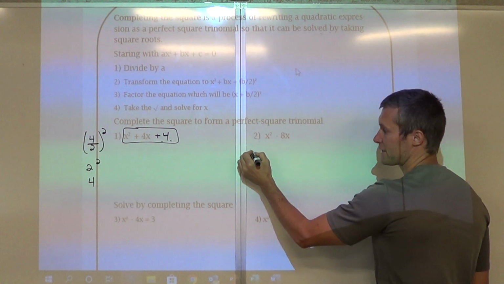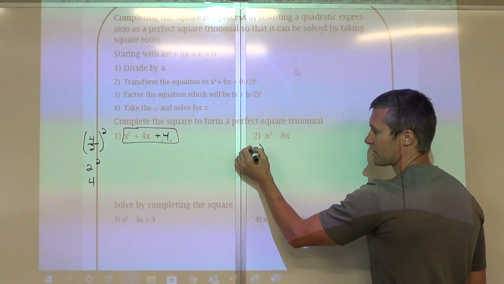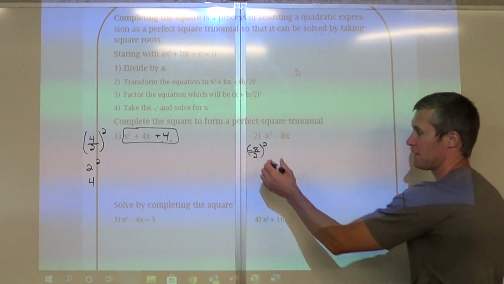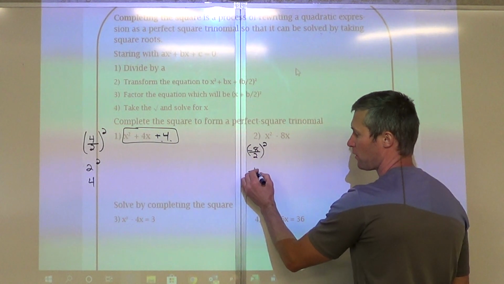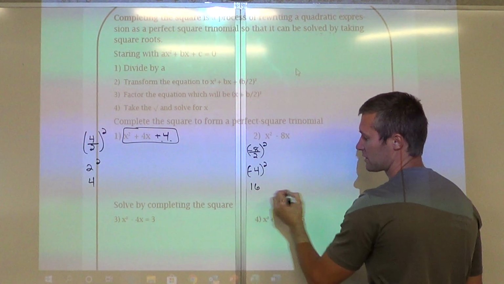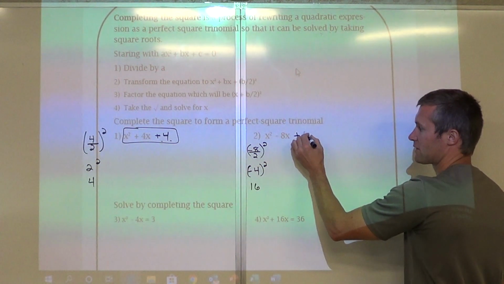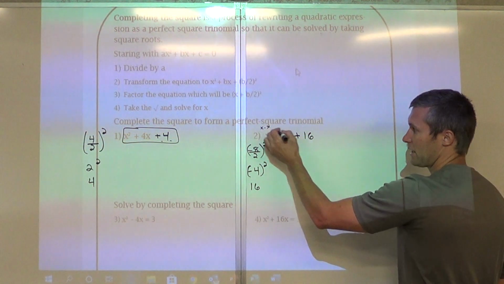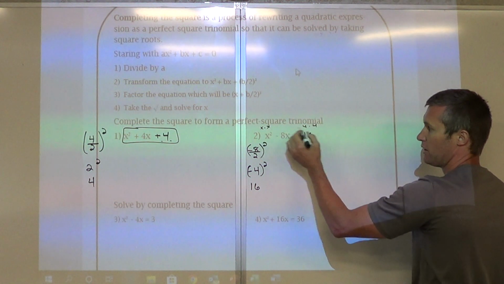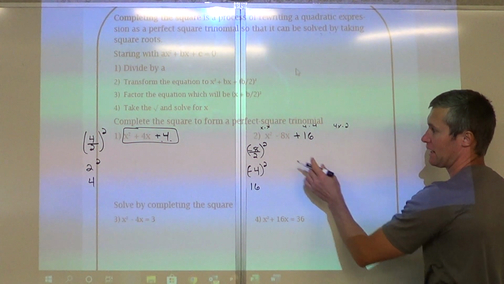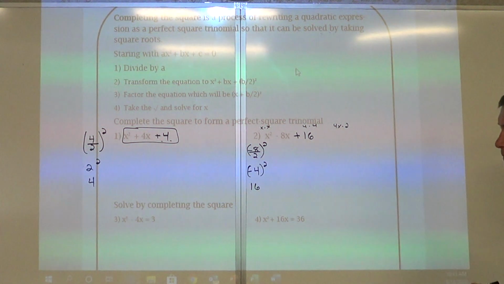We're good. We're going to take that middle number, negative 8, divide it by 2, and then square it. So negative 8 divided by 2 is negative 4 squared. Negative 4 squared is 16. So we're going to add 16 here. Again, this would be a perfect square. This is x times x. This is 4 times 4. So 4 times x is 4x times 2, so that's 8x, which is what we want it to be.